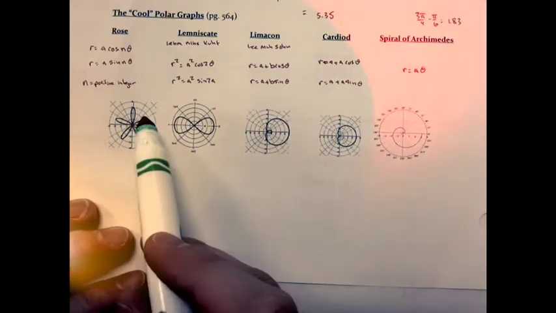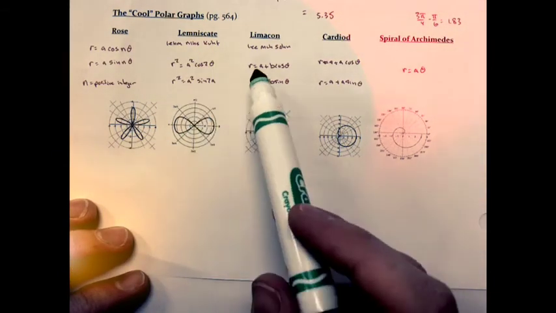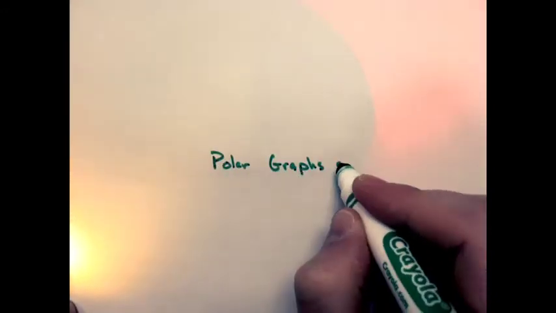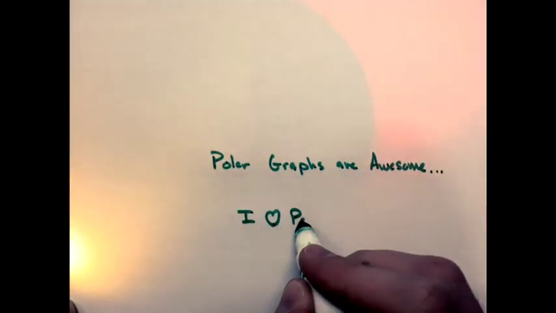The last part I'd like you to look at your book for, but we talk about the 5 special polar coordinates. Those are roses, lemniscate, limaçon, cardioid, and the spiral of Archimedes.